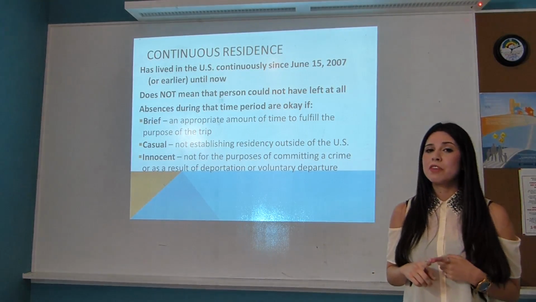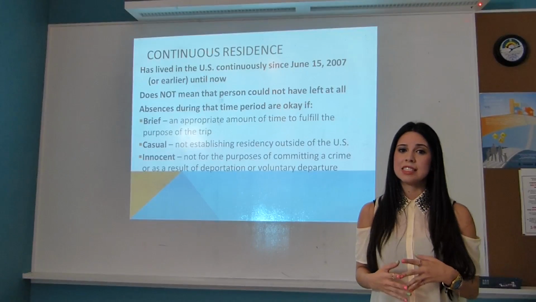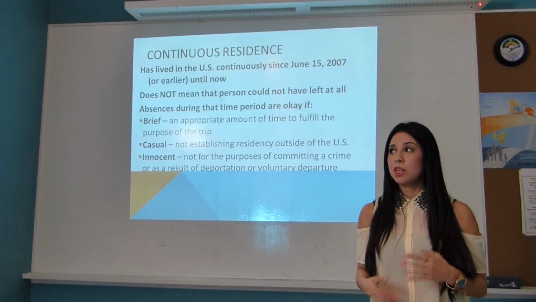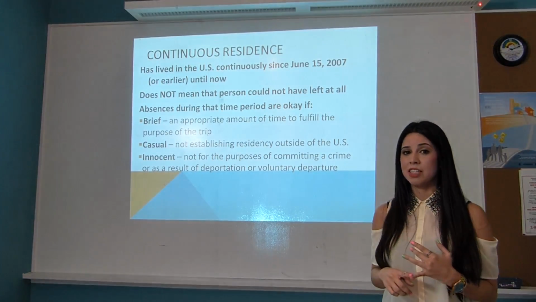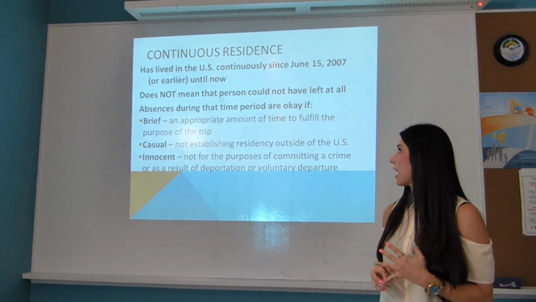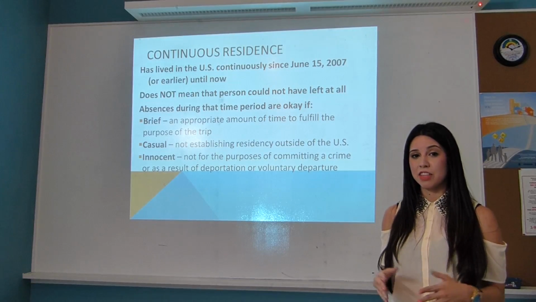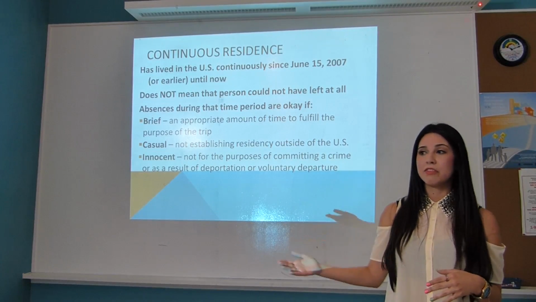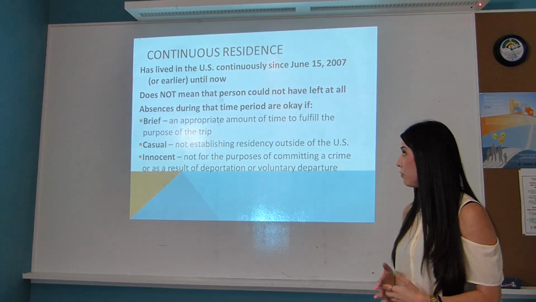If a person is applying for DACA, they must have continuous residence in the United States, which means that when they started living here in 2007 or earlier, they couldn't have left the United States to go live back in Mexico or whatever country they came from.